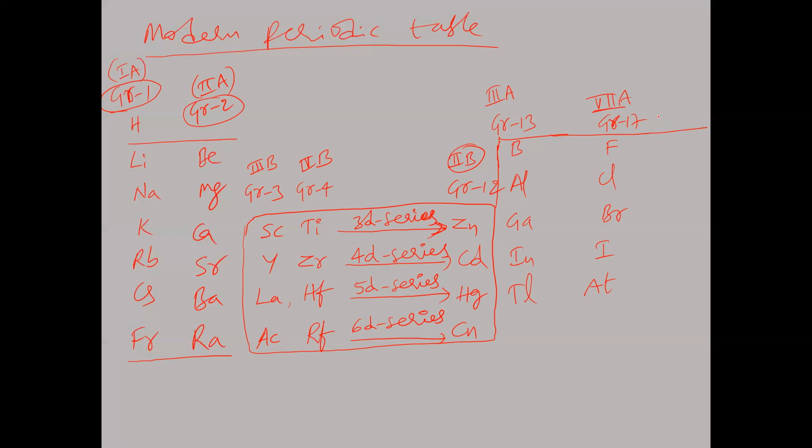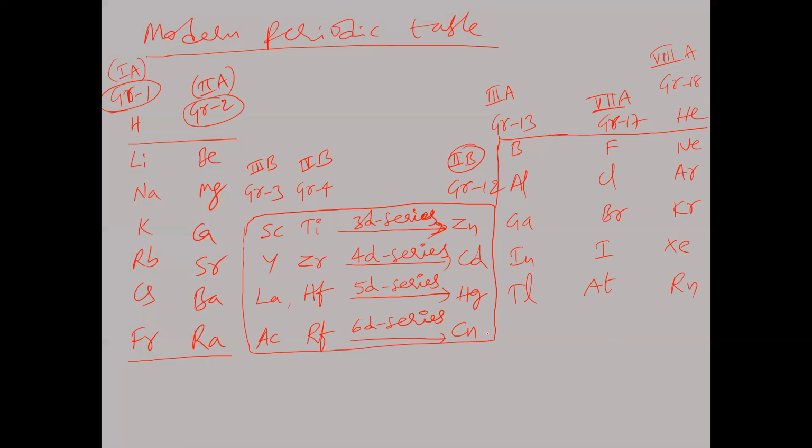Group 18 is nothing but the noble gas elements. They are called Roman number 8A. Roman number 7A means group 17; group 18 is Roman number 8A. In this group 18, what will be there first? Helium. I'm writing helium here first. So group 18 is called Roman number 8A: helium, neon, argon, krypton, xenon, radon.